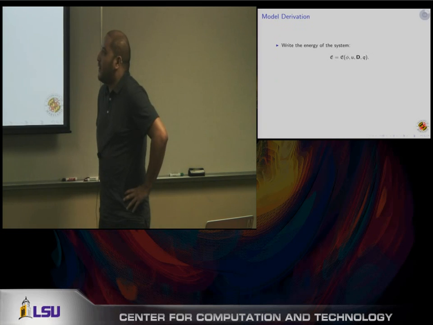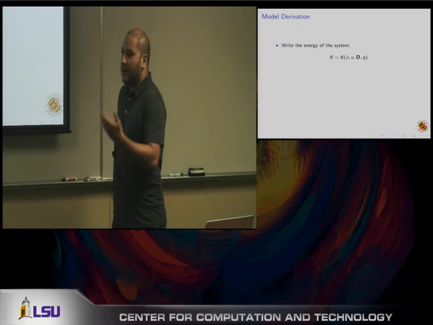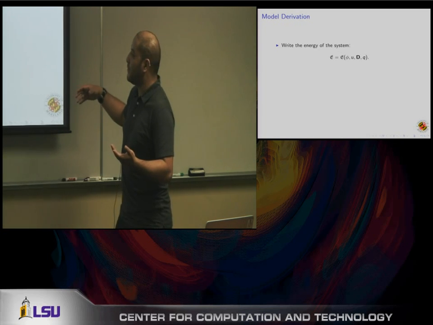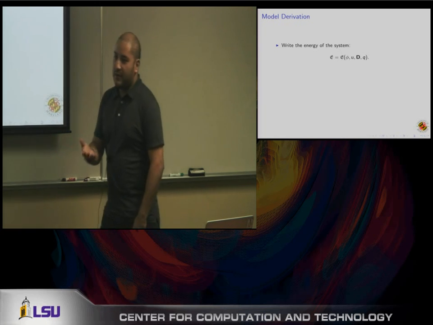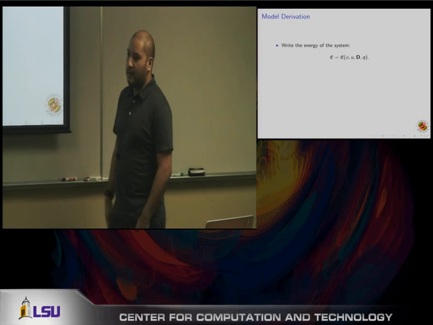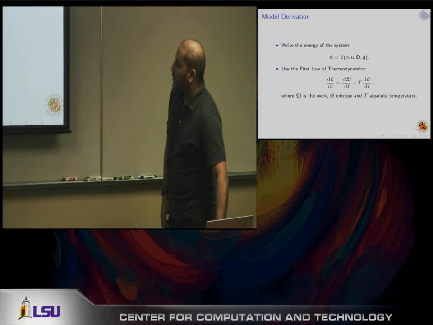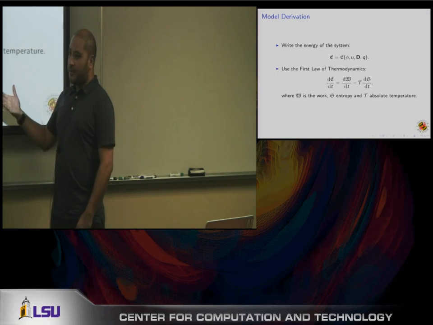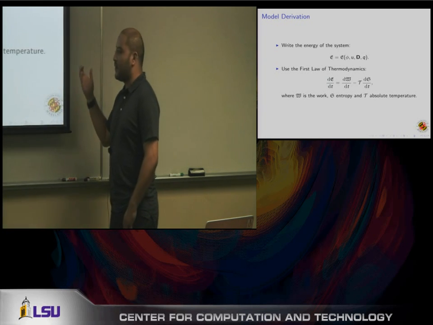So we write the energy of the system. I didn't write the exact expression because it would take a whole slide and it wouldn't give you much information. But basically, it's a positive definite functional on the state variables, so on the phase field, velocity, the displacement field, and the charges. And we recall the first law of thermodynamics, which tells you that the change of energy in a system is equal to the work minus temperature times the entropy.